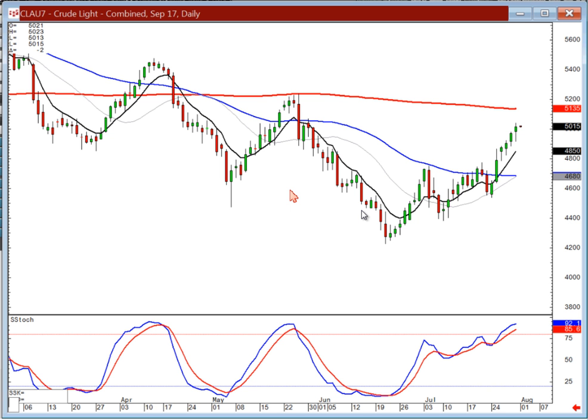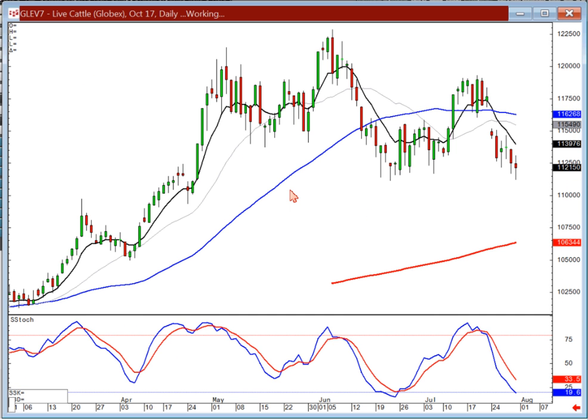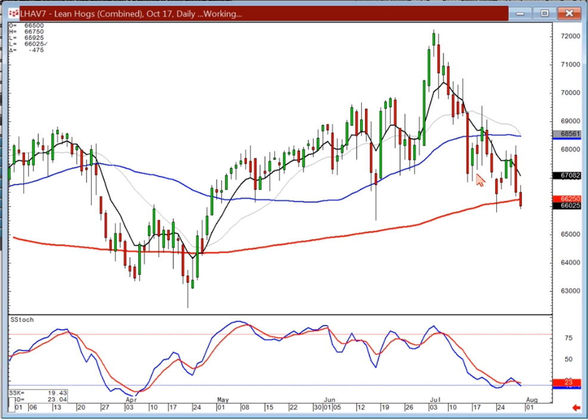That was crude oil. Been playing a few of the futures. You can see what's happened in the live cattle ever since the doji gap down. Lean hogs still selling off. And notice how it didn't support at the 200 today after a big bearish engulfing signal. Want to stay short on this one.